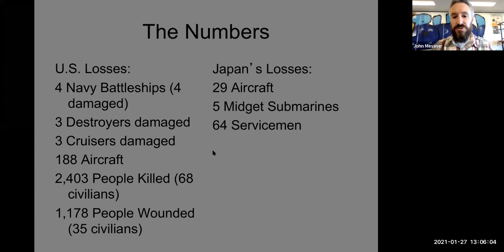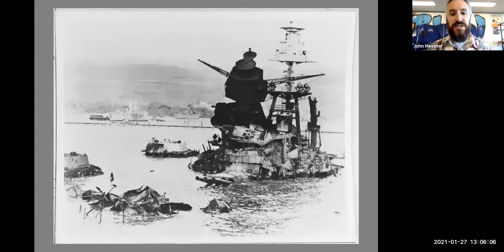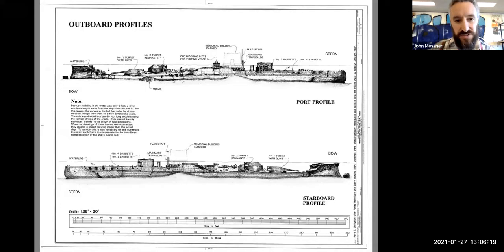And then Japan's going to lose 64 servicemen as well. Again, here's some more pictures. This is the Arizona again. And so literally they chop off and salvage all this steel that's above the water. And then you can see, here it is laying on the bottom. And so they take off basically everything above.